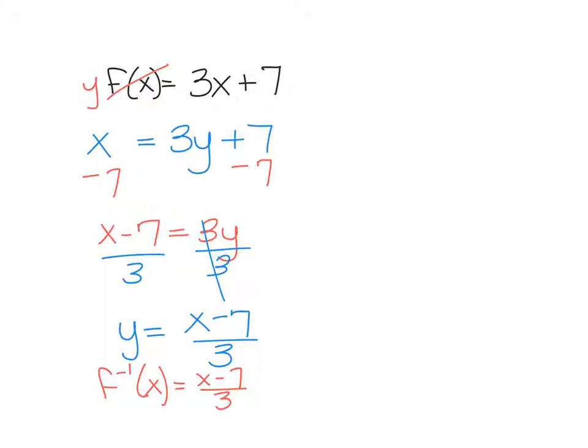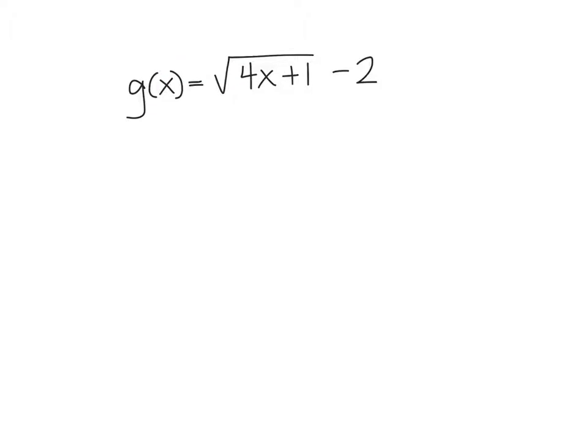Okay, what if we have one that's not linear? What if we had something that is not linear, like this radical, this square root equation? Well, the method's still the same. This is still our y. So we switch our x and our y. But what's different, of course, will be the steps of undoing. So first we would have to add the 2 because it's not part of the square root.